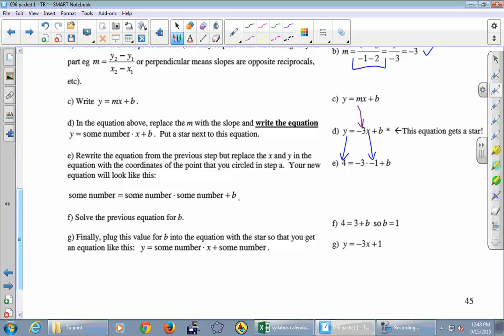So we're going to solve that equation for b. I think that's what it says down there in part F. So in this case, -3 times -1, that's just +3. So how much is b? It's 1. Okay, and then here's this last step. It says plug the value that we just found for b, b equals 1, into the equation with the star. That was why we started, so we could reference it right now. So we copy that entire thing, y equals negative 3x plus b, but we changed the b to the number we just found, which was a plus 1. This is our final answer, y equals negative 3x plus 1.